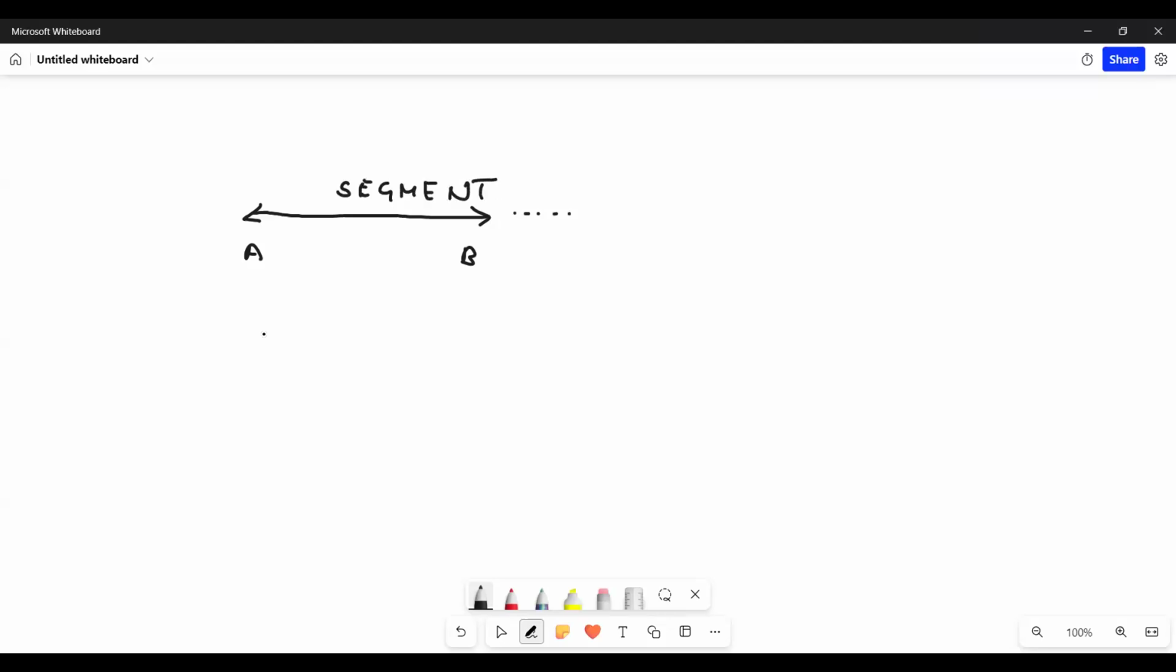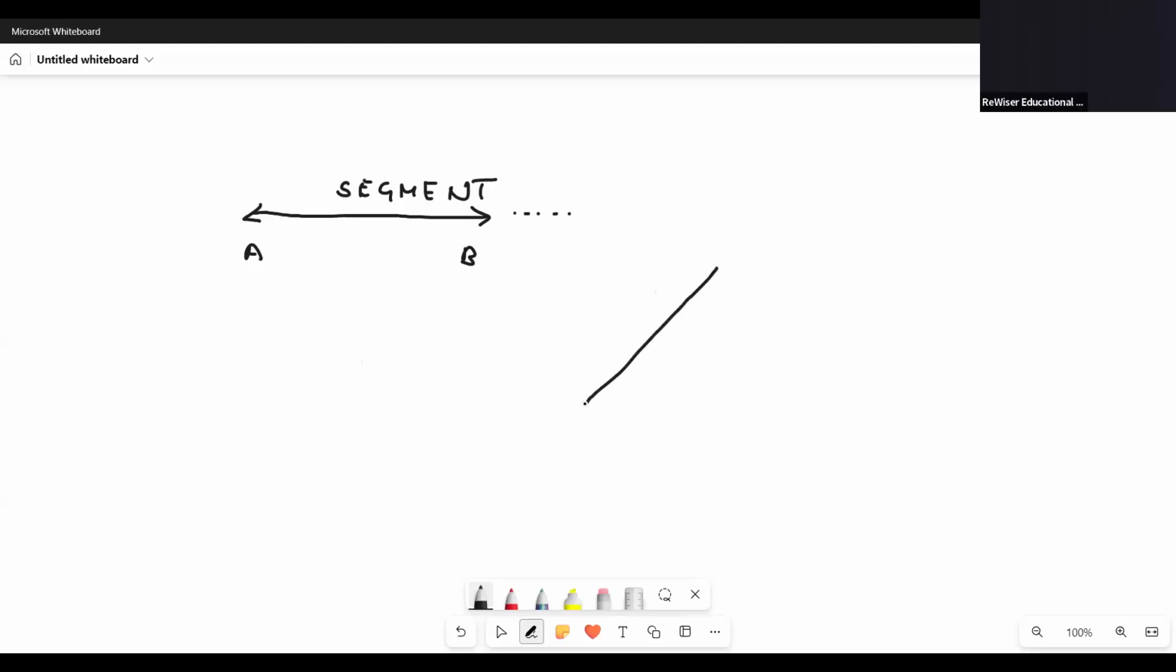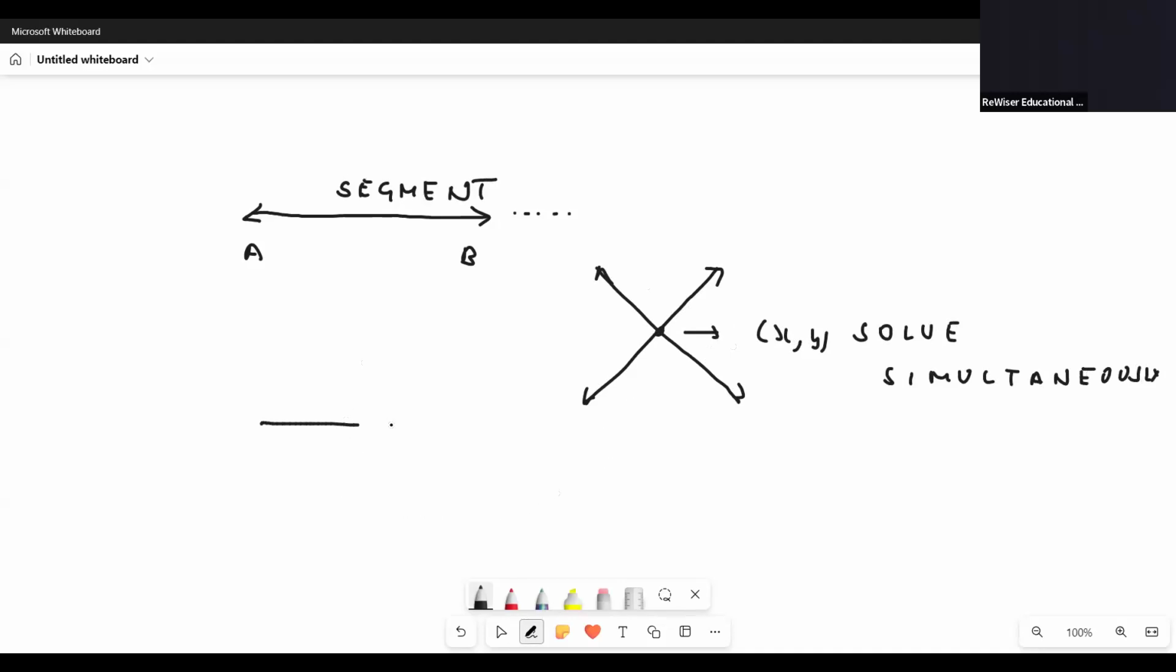Yes, sir. Now, if I have any two intersecting lines, these are called intersecting lines. That means they are intersecting at a coordinate which is x, y. And to get this point, we solve the equations simultaneously. Got that? Now, if the two lines are non-intersecting, then they are said to be parallel, right? Got that? Now, very quickly, we come to something known as bearings.